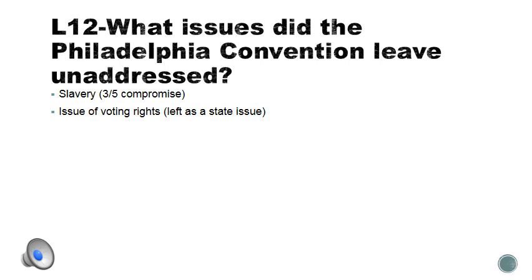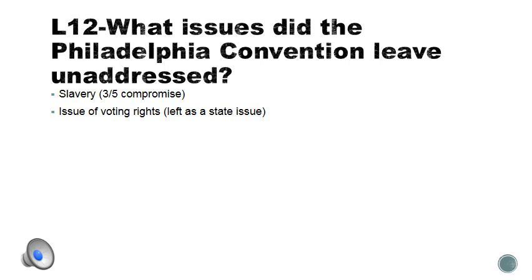It's going to be a pretty bad day in American history, but it is eventually going to be addressed. And also the issue of voting rights. This is going to be left as a state issue. You had some states that did allow women to vote, like New Jersey, and other states did not, and they could have their own requirements.